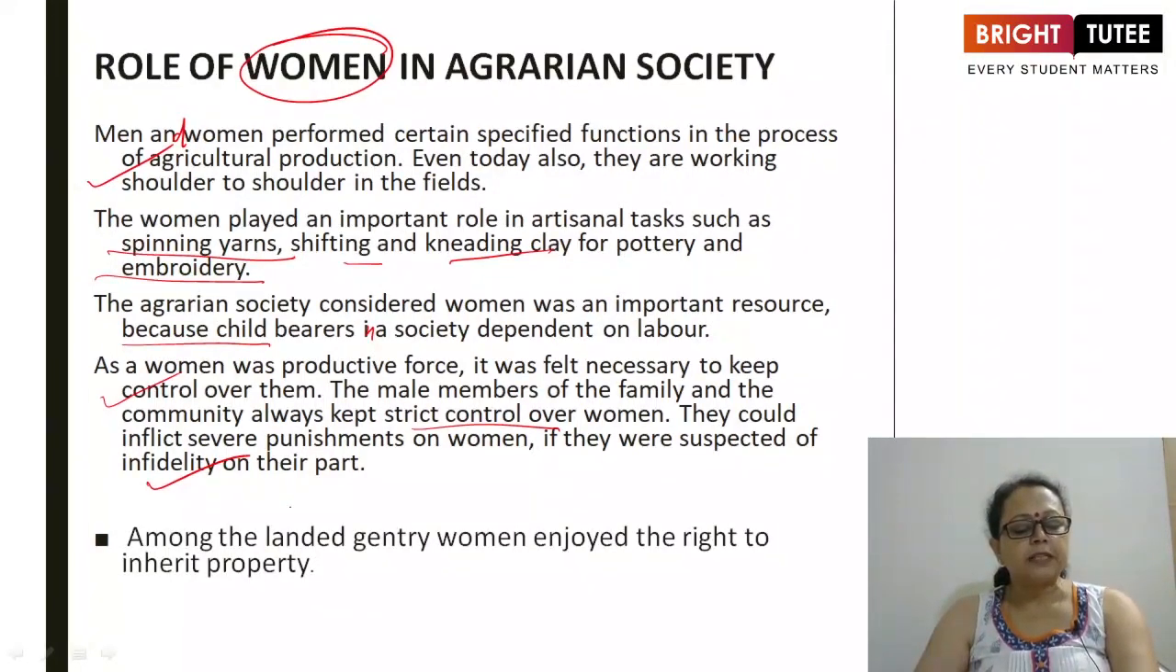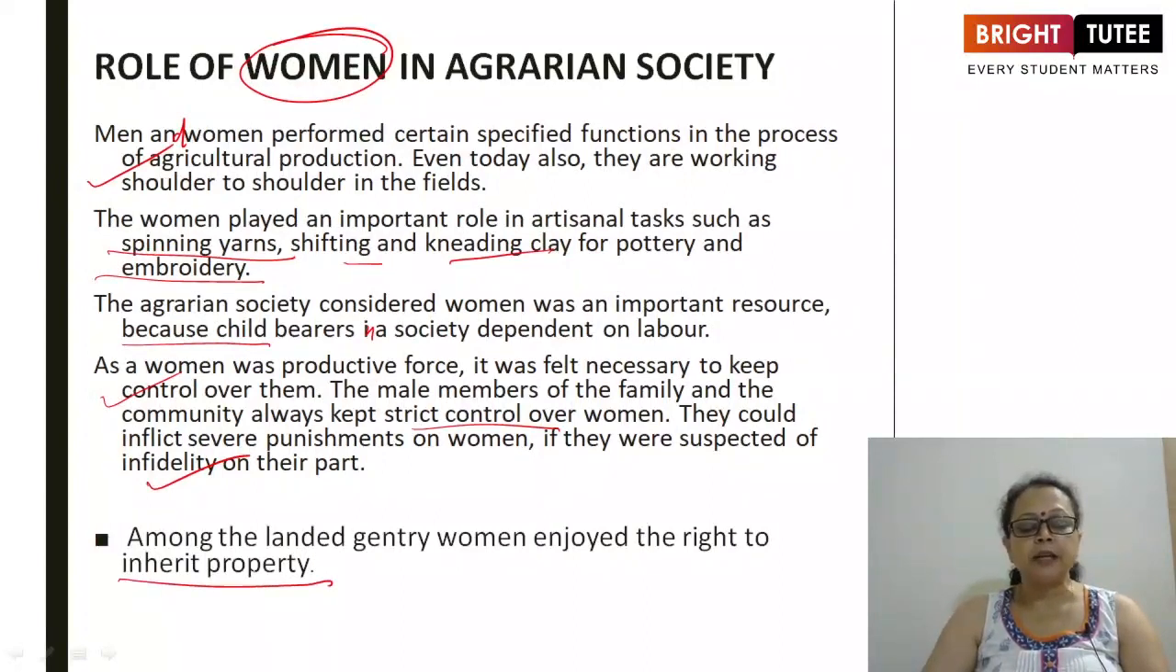There are references to women zamindars in 18th century Bengal. In fact, among the names of the most famous 18th century zamindars, that of Rani Shashi, a woman zamindar, is mentioned. She was from the Punjab region. Among the landed gentry, women enjoyed the right to inherit property, but not everywhere. Only in parts of Gujarat, Rajasthan, and Punjab were these facilities available for women.